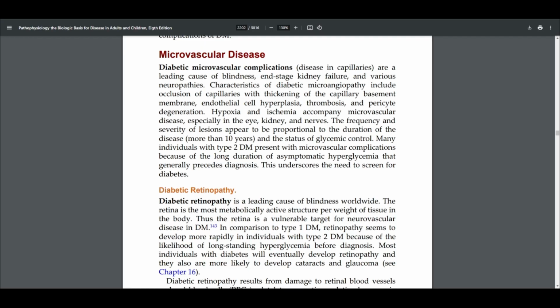The frequency and severity of lesions appear to be proportional to the duration of the disease, more than 10 years, and the status of glycemic control. Many individuals with type 2 diabetes present with microvascular complications because of the long duration of asymptomatic hyperglycemia that generally precedes diagnosis. This underscores the need to screen for diabetes.